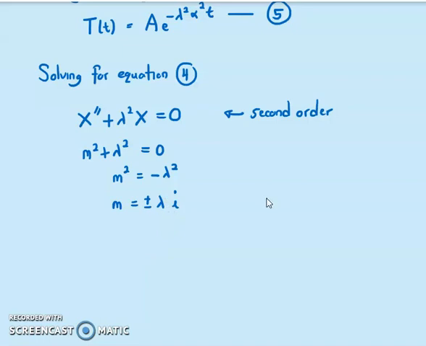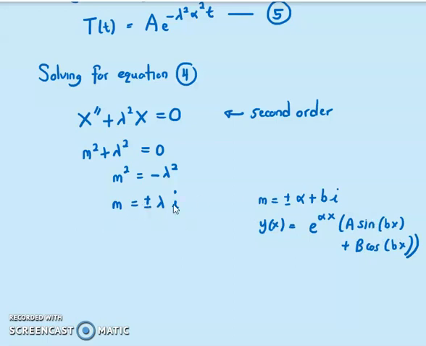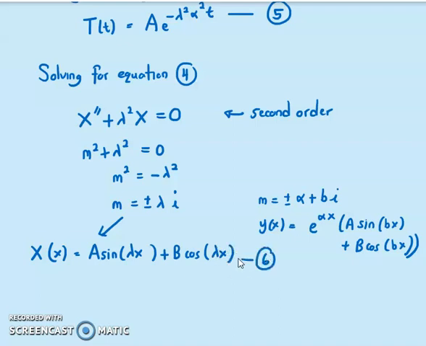So we have the complex form. So if you have m equals plus minus alpha plus beta i, if you recall, your solution will be e to the alpha x times a sine beta x plus b cos beta x. Okay, this is the general solution. So similarly for this one, my alpha is 0, but we only have beta. So the solution for this will give me X of x equals a sine lambda x plus b cos lambda x. Okay, this is my equation number 6.